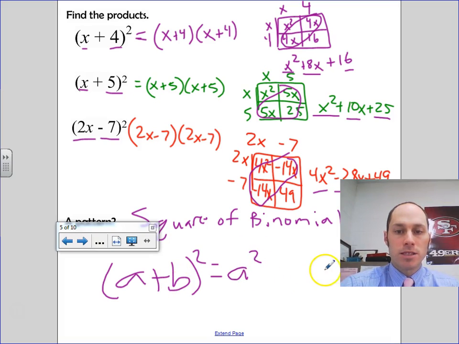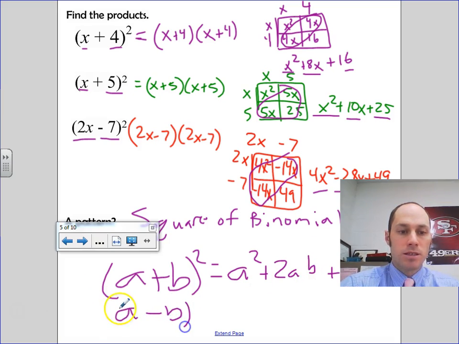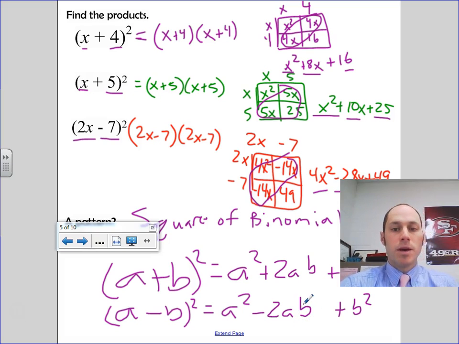The last term gets squared. And we double and multiply the other terms together. And if we have a minus b squared, same thing. Square the first term, square the last term, and multiply both terms and double them in between. So that's a pattern that works for those binomials.